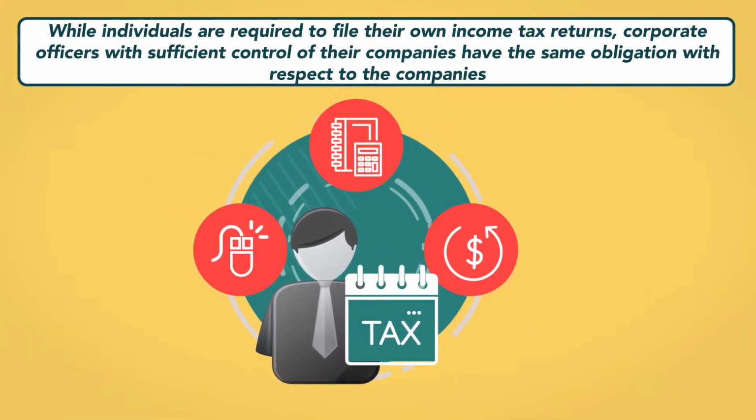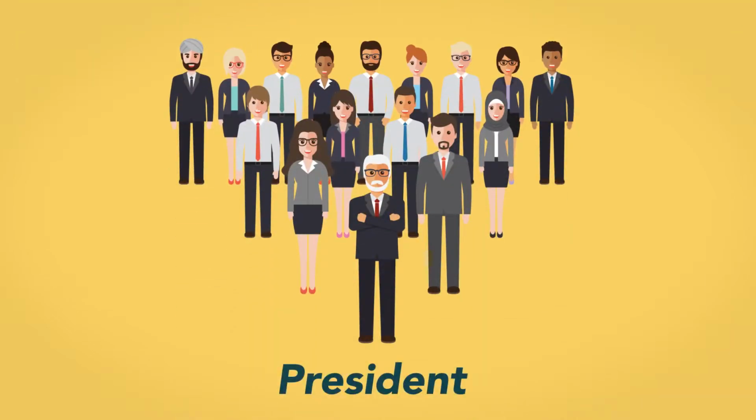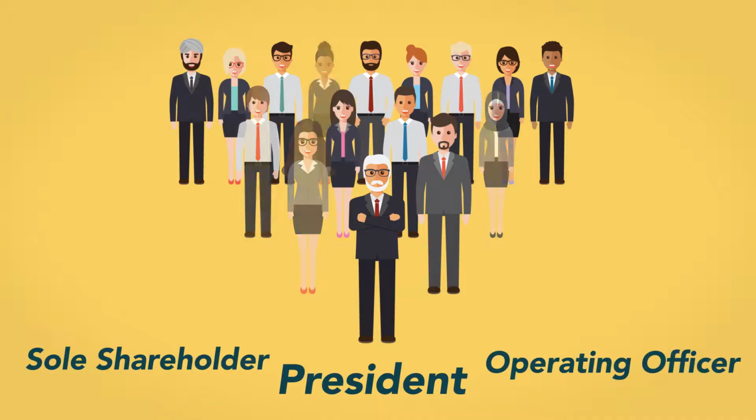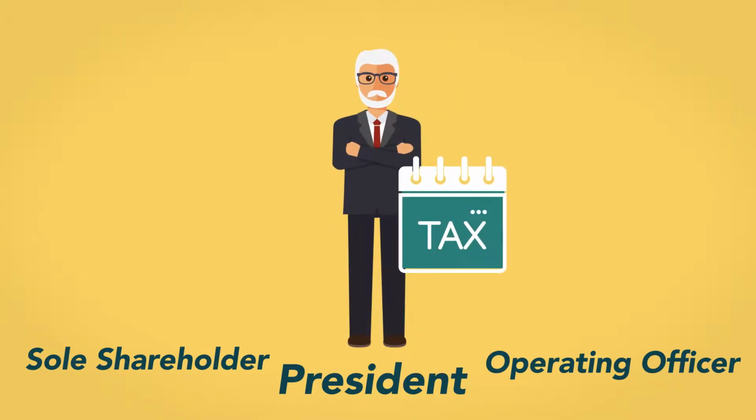While individuals are, of course, required to file their own tax returns, corporate officers with sufficient control of their companies have the same obligation with respect to the companies. For example, a president of a company, who is also its sole shareholder and operating officer, and who never delegated the responsibility to file to another employee or director, was criminally responsible to file all required tax returns.